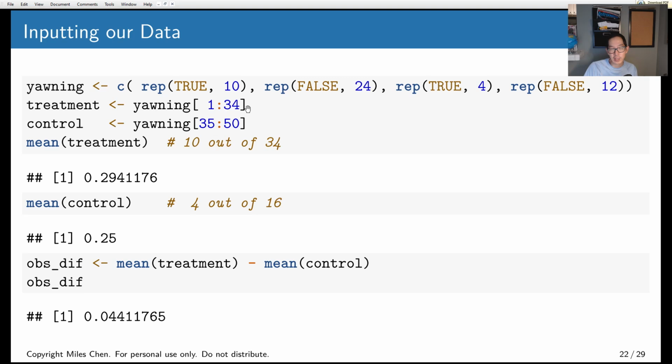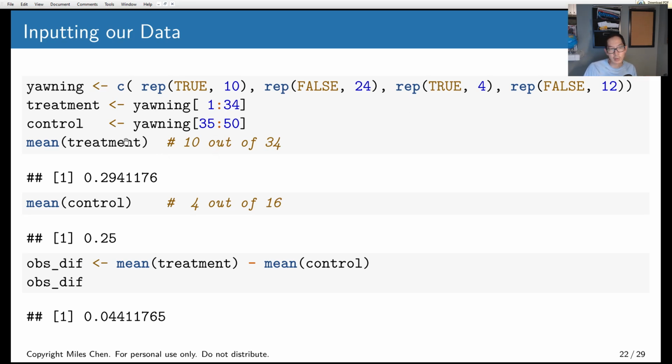So this is a vector. Yawning is a vector of length 50, where I have a total of 14 trues and 36 falses: 14 people who yawned, 36 people who didn't. And right now, it's set up so that the first 34 values represent my treatment group, where 10 yawned and 24 did not. And then the last 16 values, that is values 35 through 50, 4 people yawned and 12 did not, and that represents my control group.